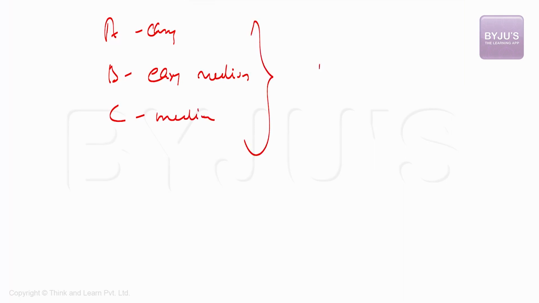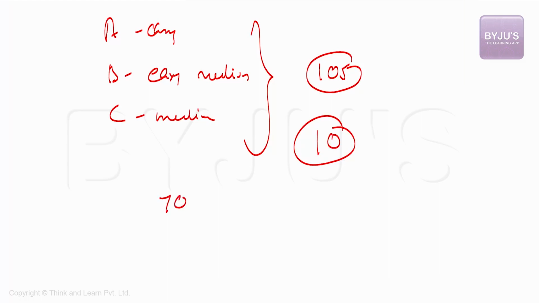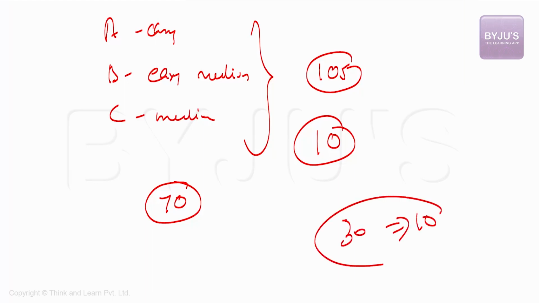So A, easy, B, easy medium, and C, medium. Just by attempting these 3, we have gotten close to 105 marks. Now all we need is 10 marks more, right? How many questions have been attempted till now? Close to around 70 has been attempted till now. We have 30 questions left, out of which you get only 10 marks. So this is definitely possible.